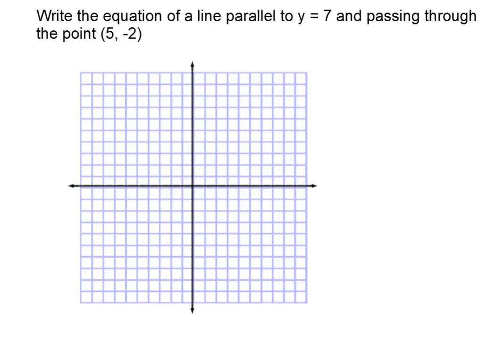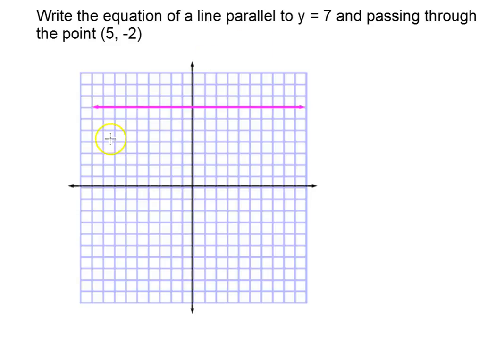I want to look at a couple of special situations. Here we want to write the equation of a line parallel to y equals 7. Well, what is a line that's just y equals a number? What does that look like? Well, it looks like a horizontal line. And while we don't always need to graph these, I'm going to go ahead and graph this so you can see it. Y equals 7. We go 1, 2, 3, 4, 5, 6, 7. And we're going to draw a horizontal line right there at y equals 7.